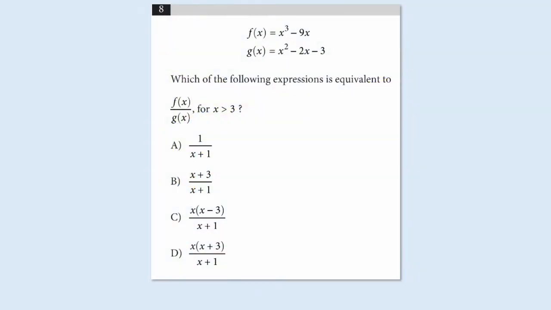This multiple choice problem comes from the College Board. It's from section 3 of the SAT test, and the problem says, which of the following expressions is equivalent to f of x over g of x for x greater than 3? So give this problem a try, see what you can do. It's all right if you're not sure how to approach it, you can even just take a guess, and in about a minute, we'll have a look at it together.